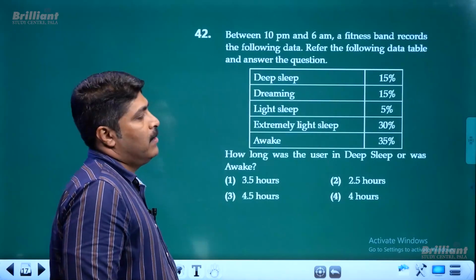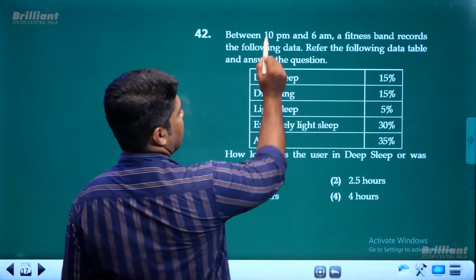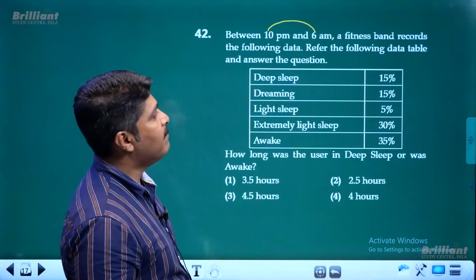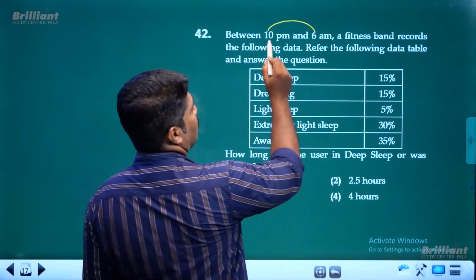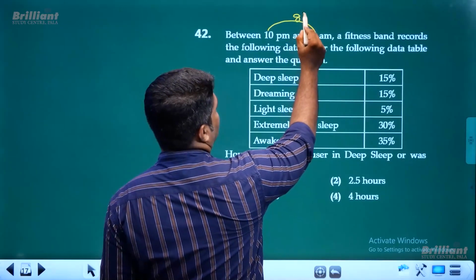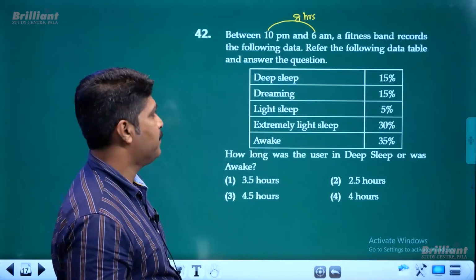Got it. So here we have to consider the total duration. What is the total duration? 10 p.m. to 6 a.m. That is 8 hours. So the total duration is 8 hours.